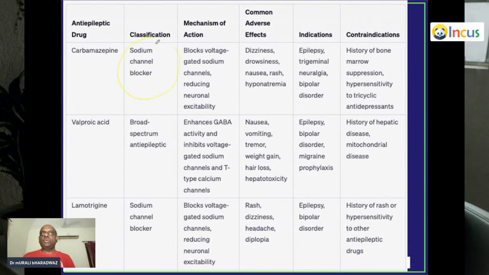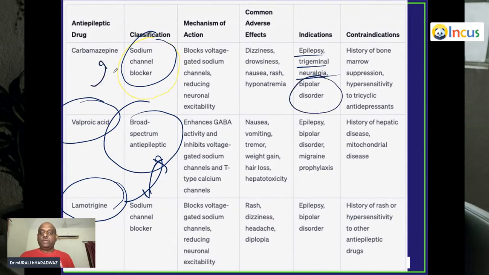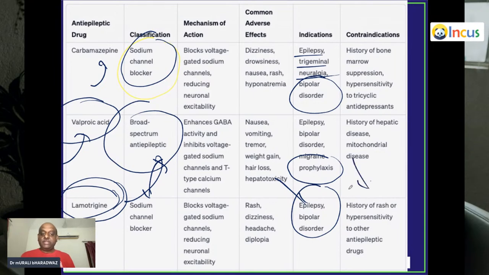Carbamazepine is a sodium channel blocker. Valproate is a broad spectrum anti-epileptic. Lamotrigine is a sodium channel blocker. For epilepsy, trigeminal neuralgia, and bipolar disorder, you can use carbamazepine. Migraine prophylaxis, you can use valproate. Bipolar disease, you can also use lamotrigine. But with lamotrigine, typically, if there is a history of rash or hypersensitivity, you need to be careful.